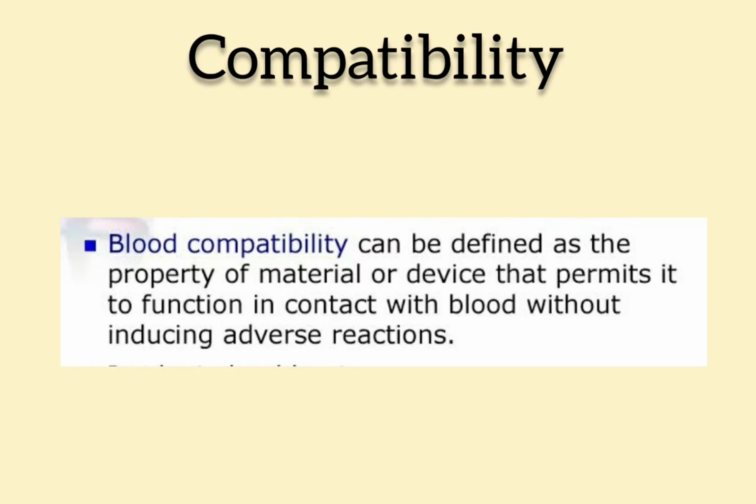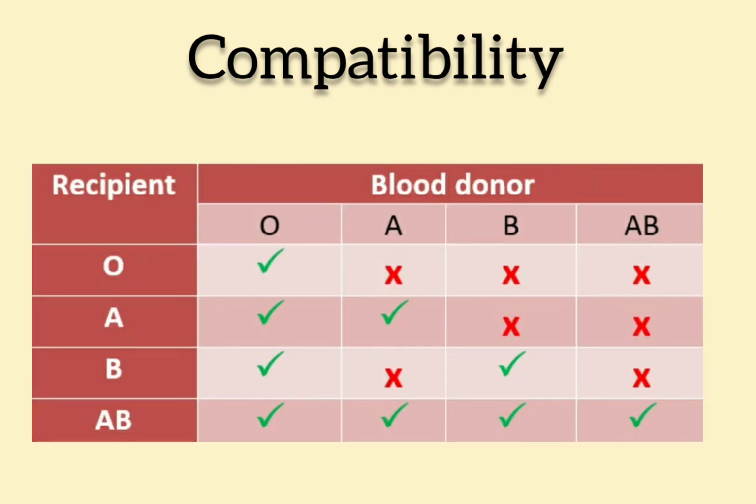Compatibility can be defined as the property of one blood group that allows it to come into contact with another blood group without inducing adverse reaction. The adverse reaction is an antigen-antibody reaction. To understand this, let us take an example.